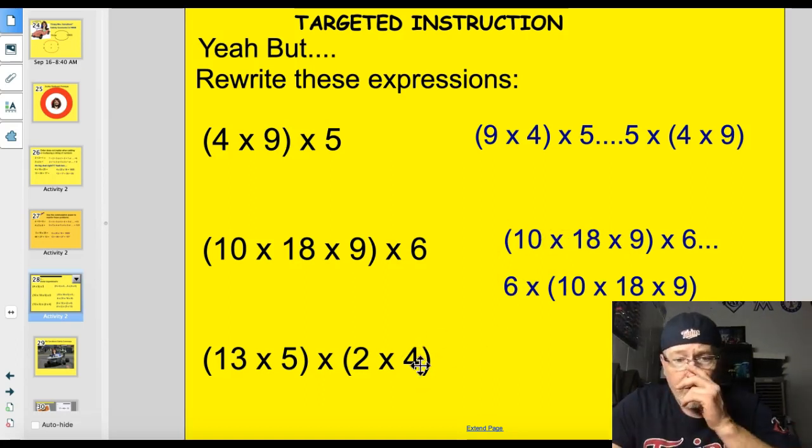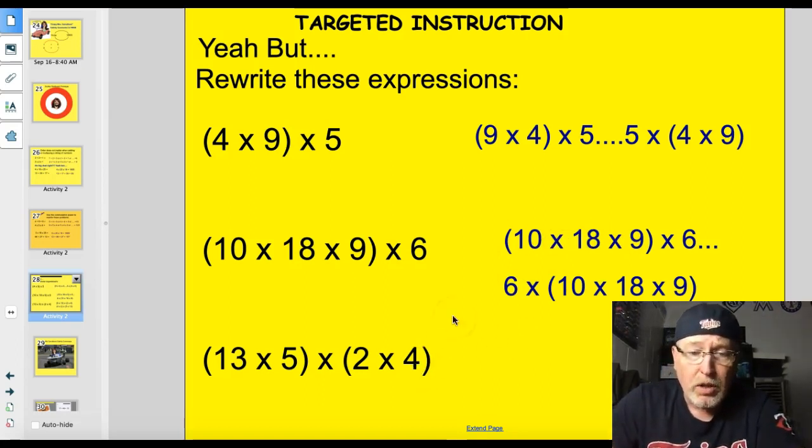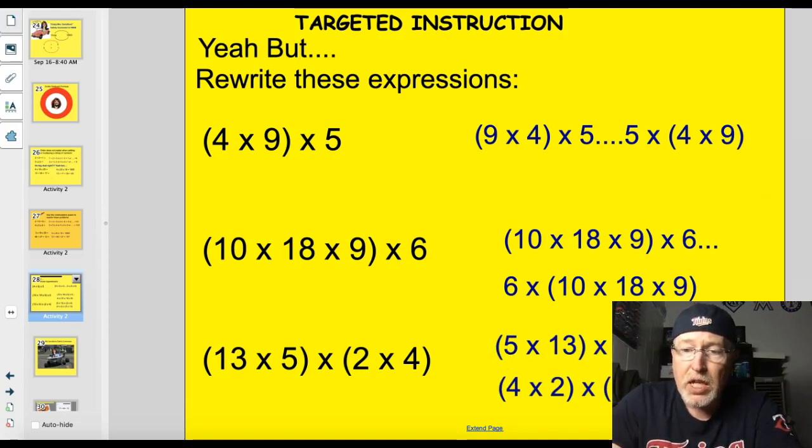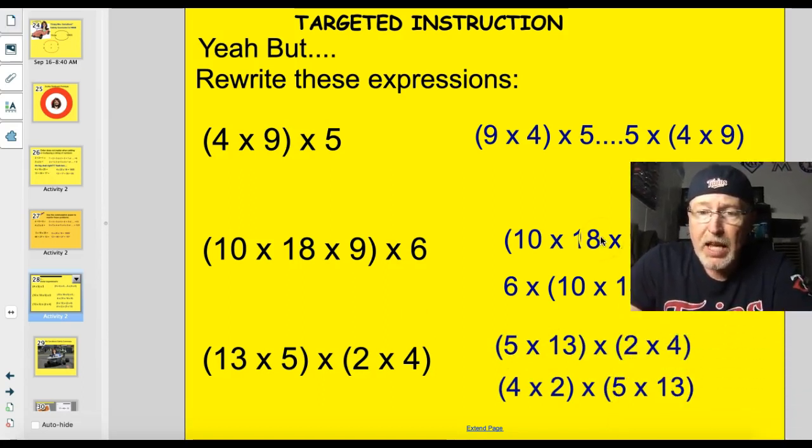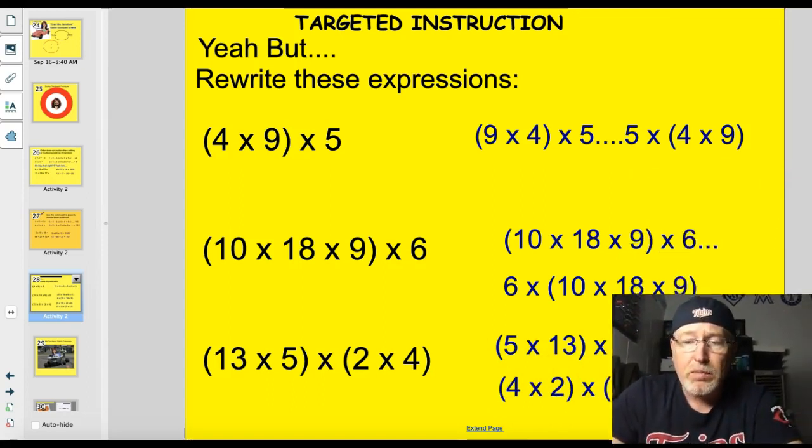All right, and then we have 13 times 5 times 2 times 4. I know a lot of kids want to go, hey, I'll put the 5 over here and the 2 over here. Nah. Keep everything in the same fences here. Let me just slide up so you can take a look at it. You just make that 5 times 13. I just flip the order around. Times 2 times 4. Or you can take 4 times 2. You can move the whole set of parentheses around too. But keep everything inside the parentheses. You with me? Are you all mathletes? All right.